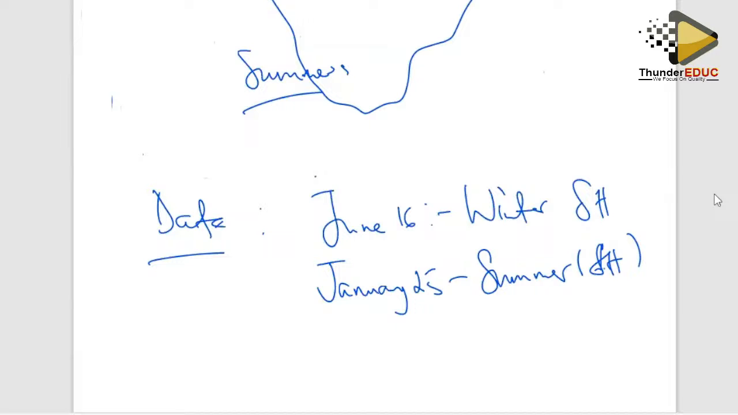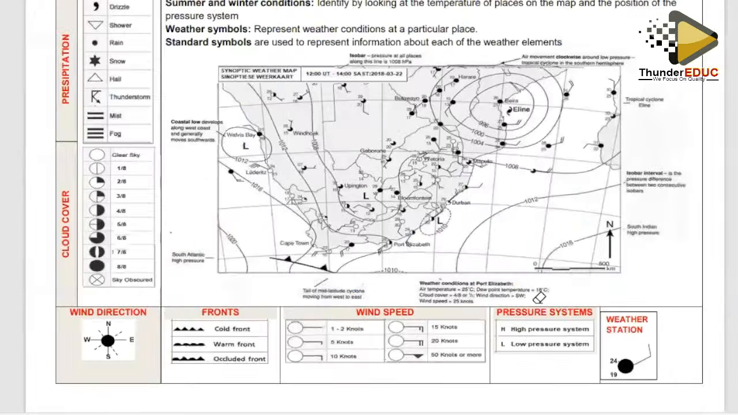So if you see that the map is having a date for January, then it's a summer map. And if it's having a date for June or July, that is typical of a winter map. That is basically what you need to check on the synoptic map to find out if it's a winter or a summer map. You use some of those indications to determine whether the map is for winter or for summer. Right, going back to our map, I think that is basically what is indicated there on our maps.